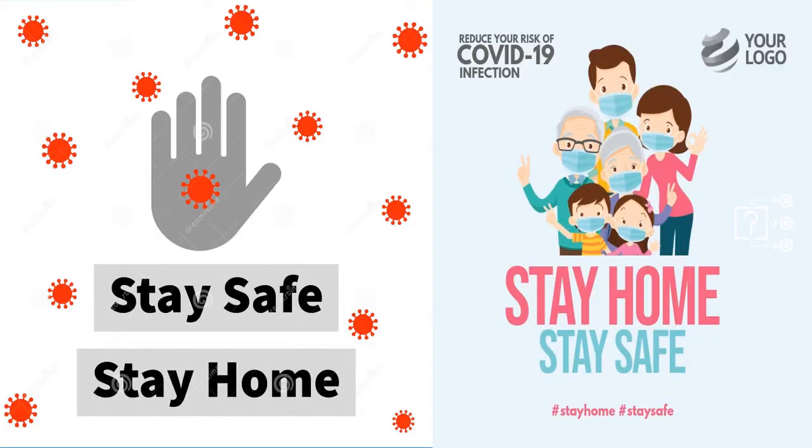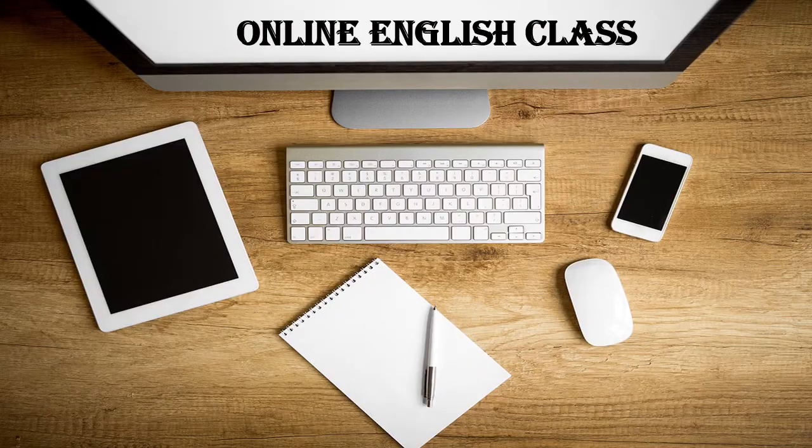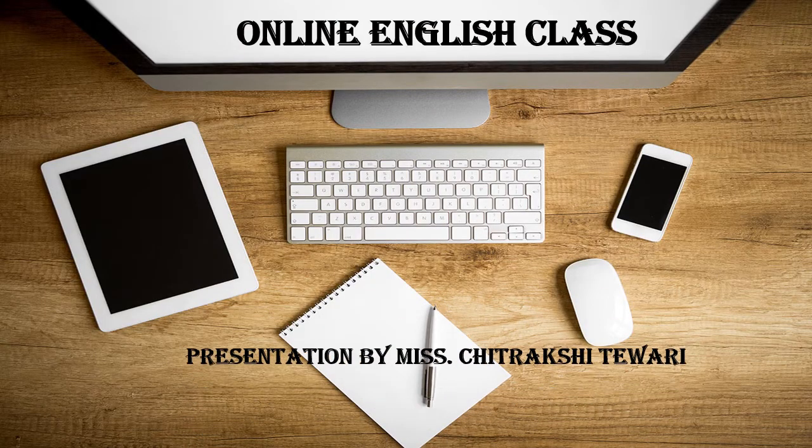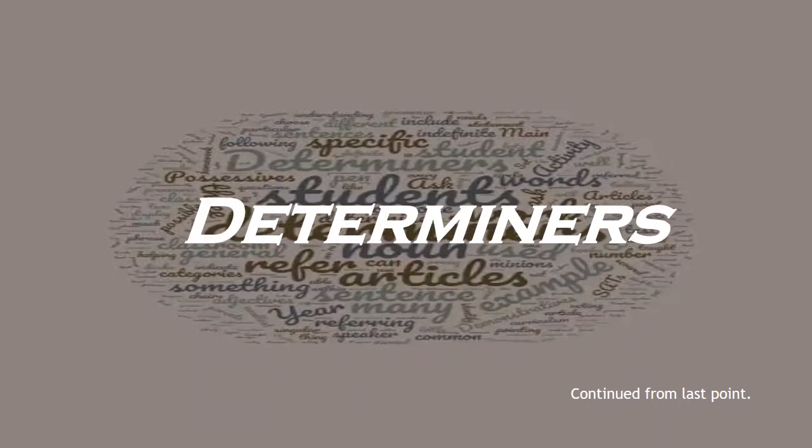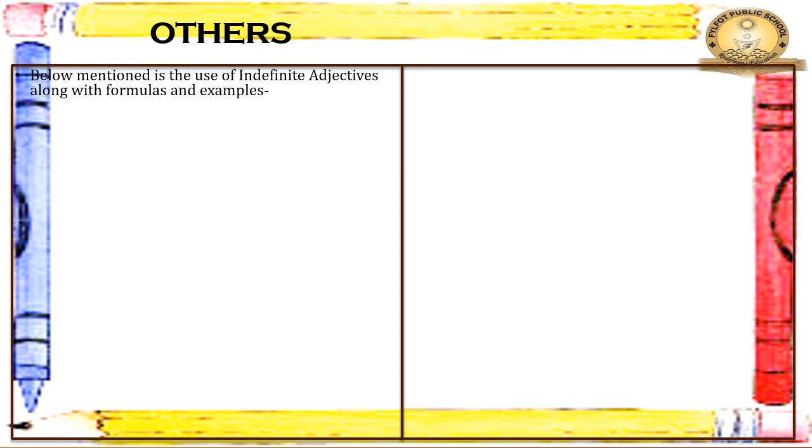Today I welcome you again to my online English class, and we are going to carry forward the same topic, which is determiners. Today we are going to study the last subtopic of determiners, and that is others. There are many determiners that don't have any particular fixed category, therefore they fall under the category of others.